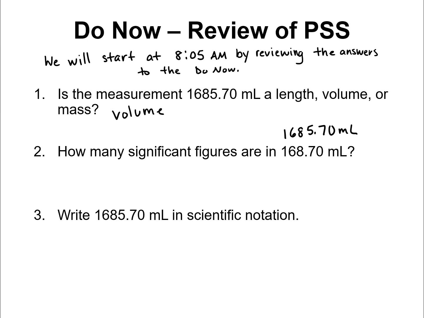How many significant figures are in 1,685.70 milliliters? So in the other number, there would have been 5, but there's 6 here. So this 0, that is actually significant. Zeros at the end of decimal numbers are significant.